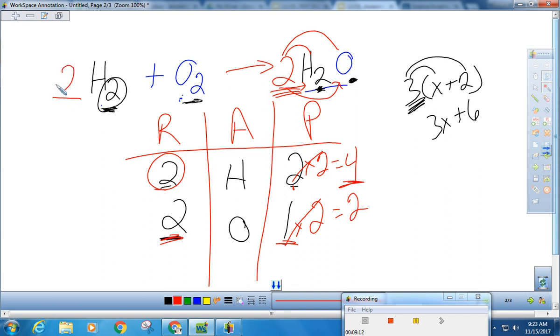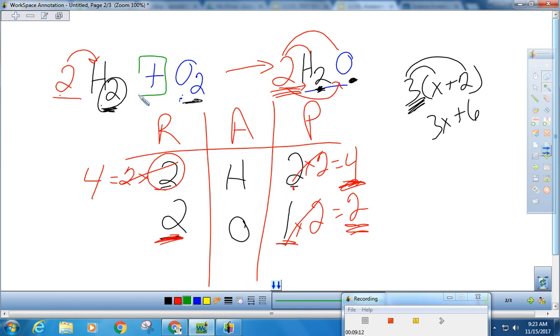If I add a 2 here, I'm going to multiply it to there. So 2 times 2 equals what? 4. How many oxygens do I have? 2. On the product side, how many hydrogens do I have? 4. How many oxygens do I have? Do I have the same amount on each side? Is this a balanced equation now? Yes, it is.